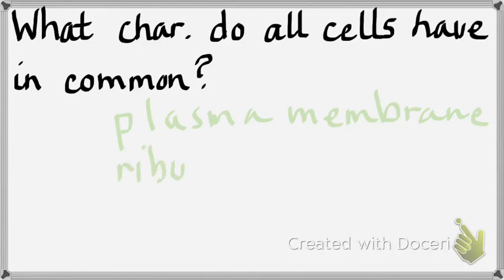Ribosomes to make their proteins with. What else? DNA. Thank you, DNA. So the three things we've talked about so far that all cells have. All cells have these three things.